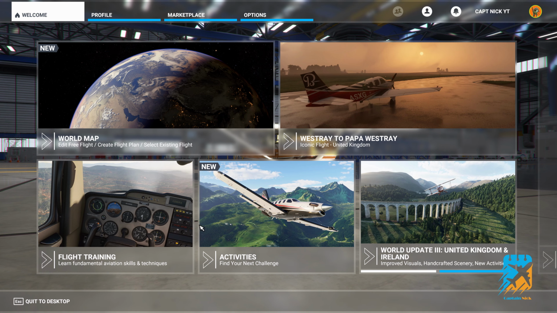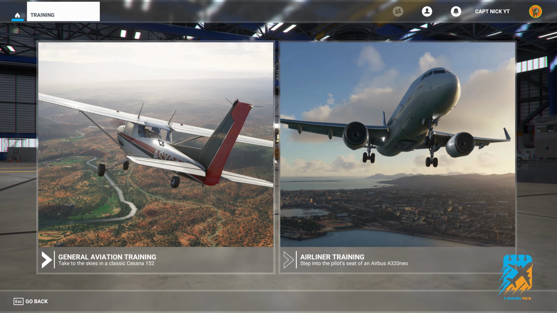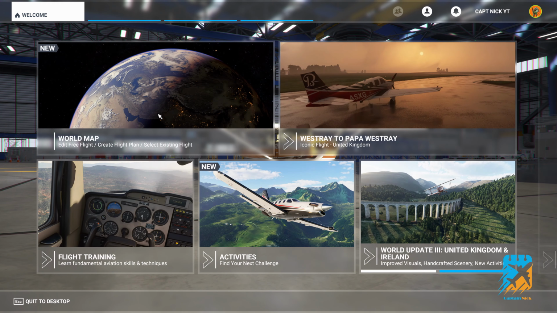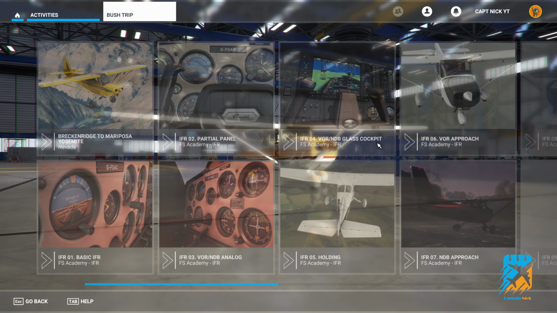Alright guys, so now we are in the sim, and like I said before, it's not in the flight training area. That's where you would think they would be, but as I understand it, this part's not really open to development like much of Microsoft Flight Simulator. I know I've said it, but it is what it is. So this is all that Sedona stuff. Our stuff's going to be in activities, and then under the bush trips.